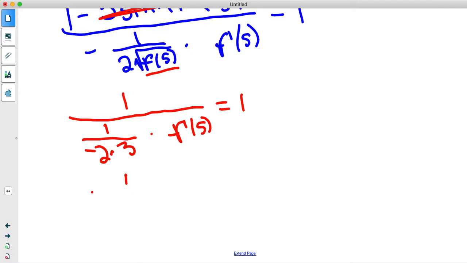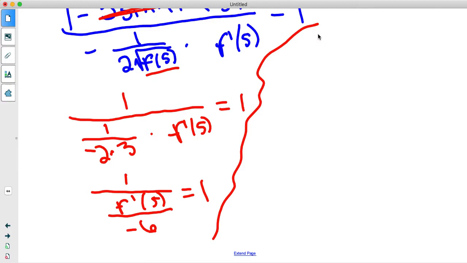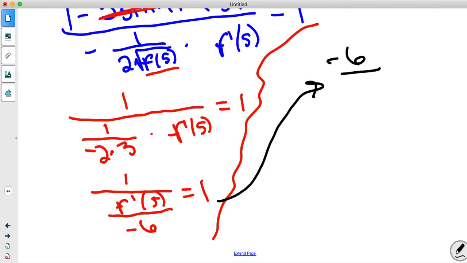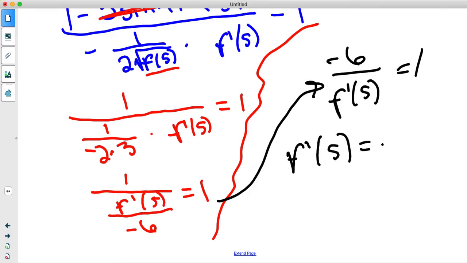So I'm going to clean up that denominator. 1 over f prime of 5 over negative 6. Whole thing is equal to 1. Just kind of separate that right there so I can finish this out here without extending the page. Bring that up there. So this is going to give us, if we do the negative 6 over f prime of 5 is equal to 1, that gives us f prime of 5 is equal to negative 6. There's your final answer for that one.